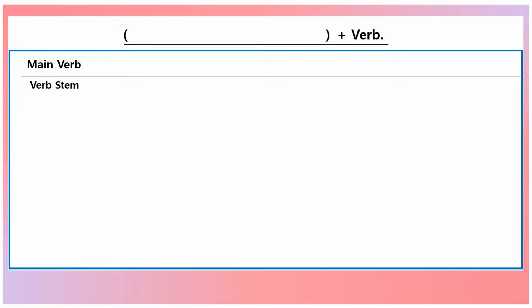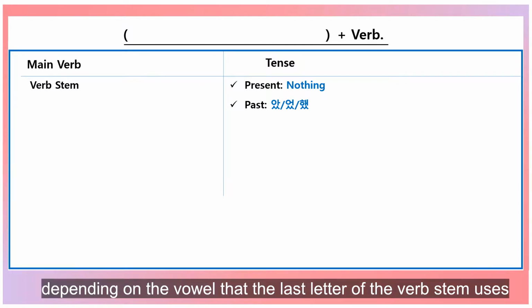After the main verb, what we need is the tense. There are four basic tenses. Present tense: adding nothing means it is the present tense. Past tense is to add 았, 었, or 했, depending on the vowel that the last letter of the verb stem uses.